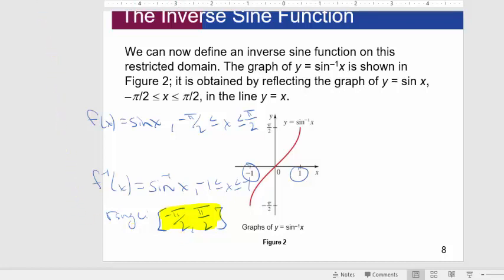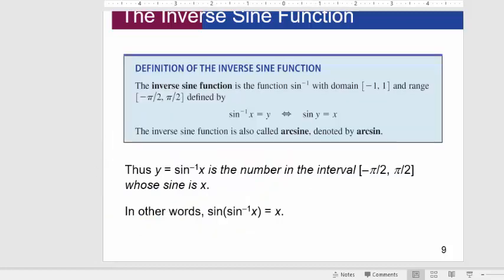So again, this was just the idea of switching the domain and range. The domain of the restricted sine function becomes the range of the inverse sine function. And the range of the original sine function, which was negative 1 to positive 1, becomes the domain of the inverse sine function. Okay, the domain and range just switch. So that was really nothing new. That was just what it meant to be an inverse function. So there it is right there.